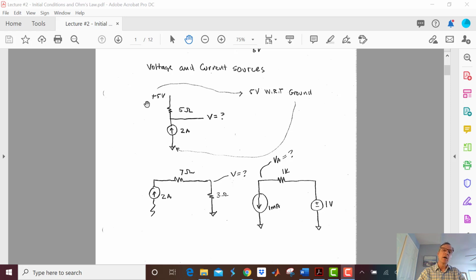So what I want to know in this problem is, with 5 volts at the top and 5 ohms and 2 amps here, what is the voltage at this point right here?